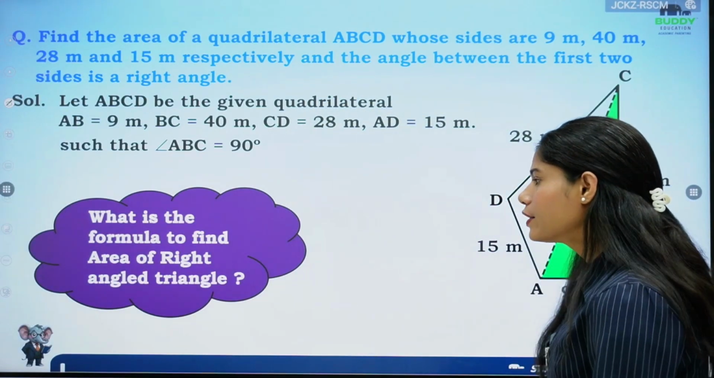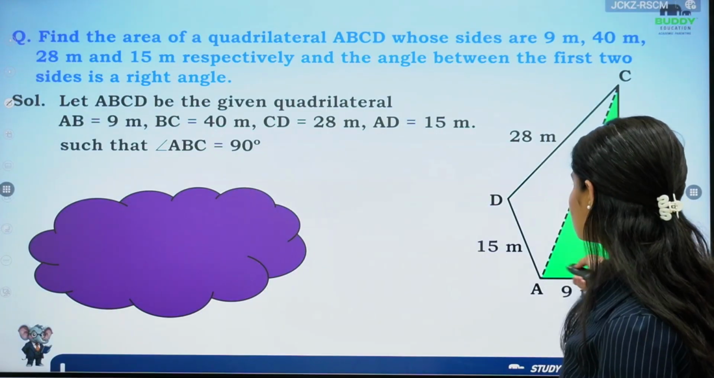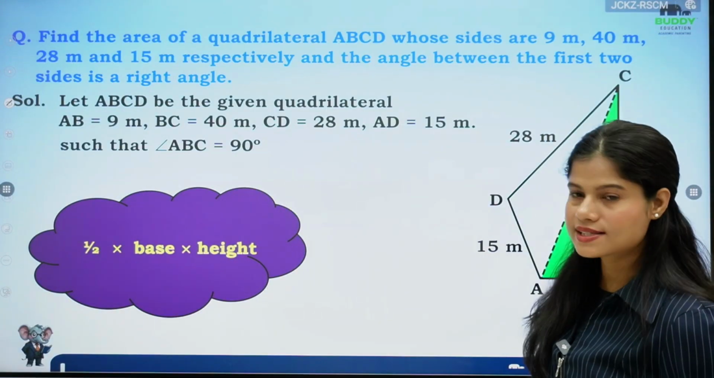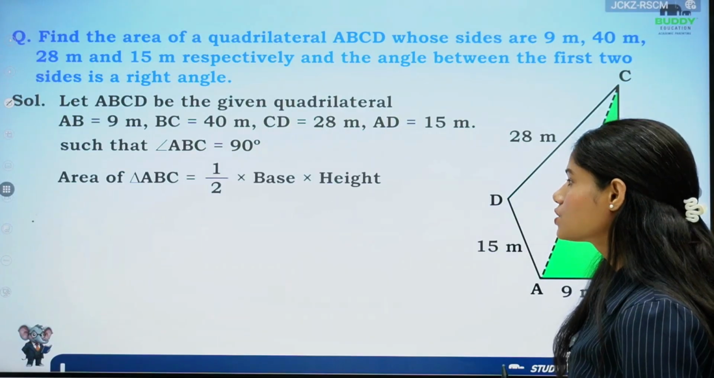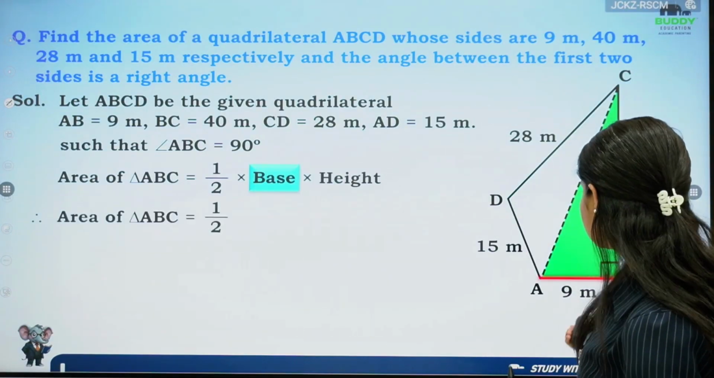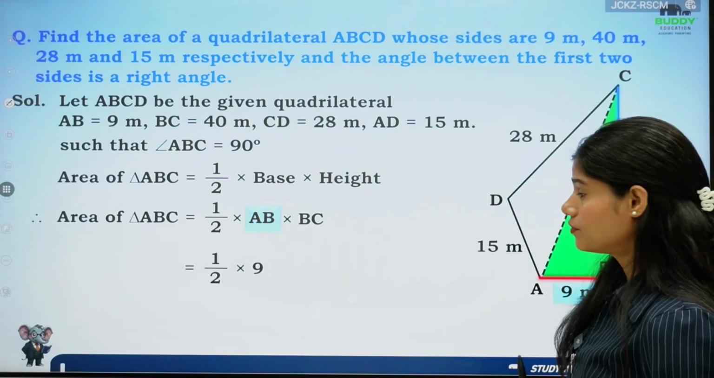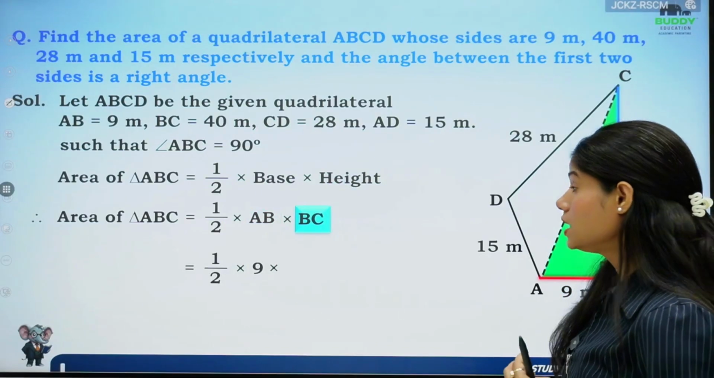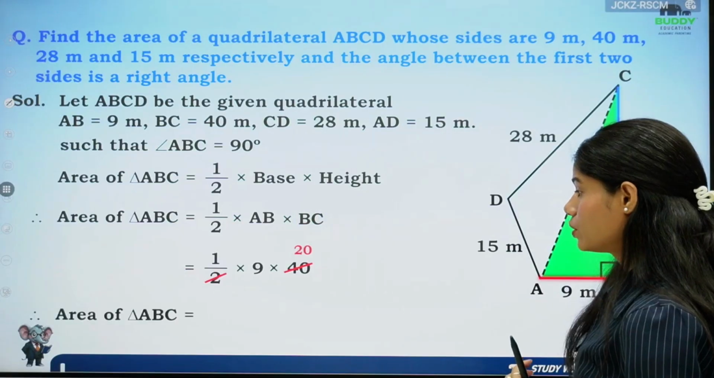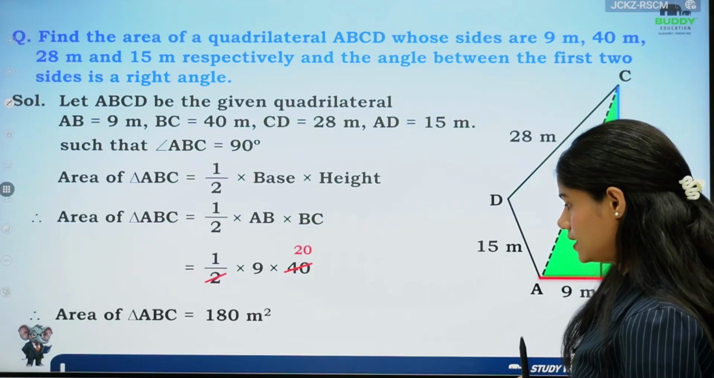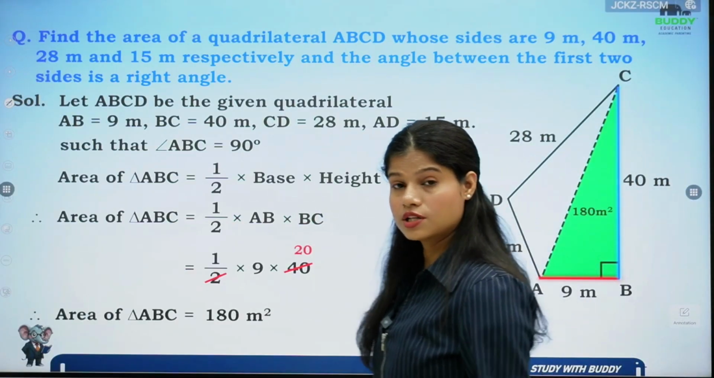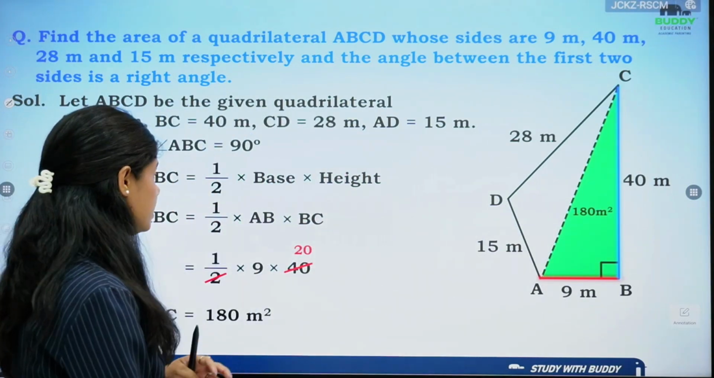Okay, so we'll write all this information. Because this is a right angle triangle, the area is half base into height. You can see here the base is 9 and the height is 40. So we'll write all this information in the place of AB and BC, and we are going to get the value as 180 meters square. So this is the area of the first triangle that we wanted to find.